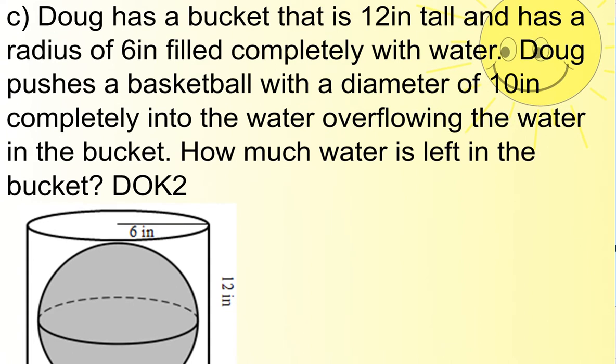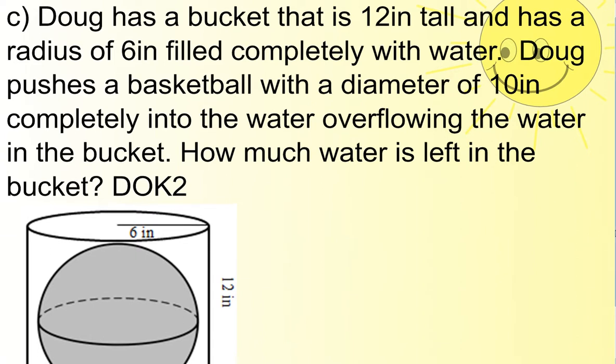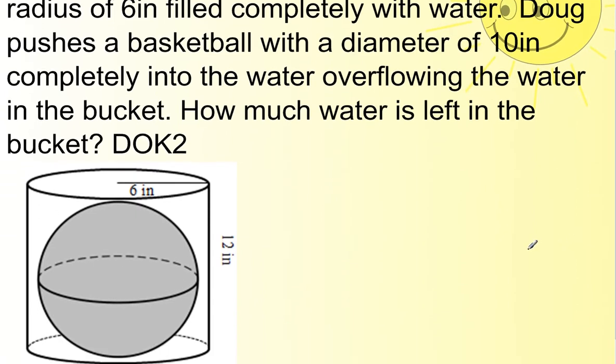Letter C. Doug has a bucket that is 12 inches tall and has a radius of 6 inches filled completely with water. Now, I look down and I see it's already labeled 12 inches tall, 6-inch radius. Awesome. Doug pushes a basketball with a diameter of 10 inches completely into the water, overflowing the water in the bucket. How much water is left in the bucket? So it doesn't have labeled that this basketball has a diameter of 10 inches. So I'm going to label that on my picture.